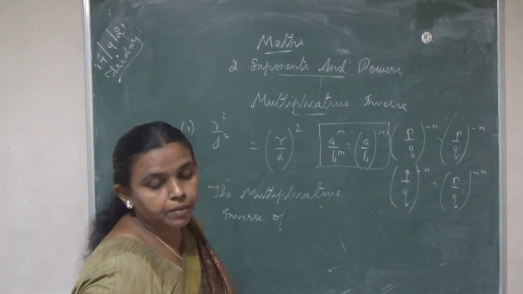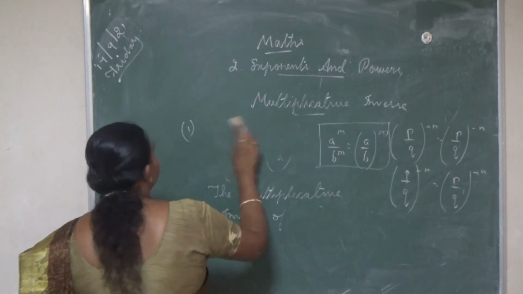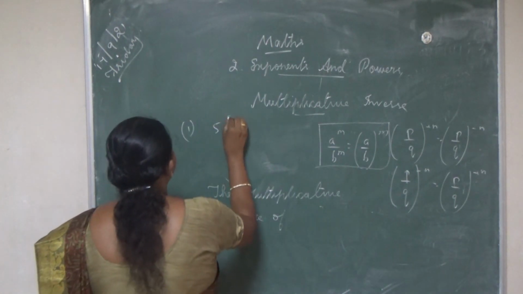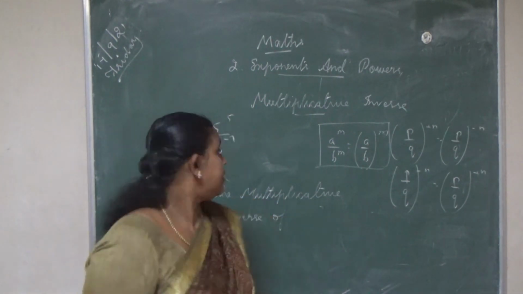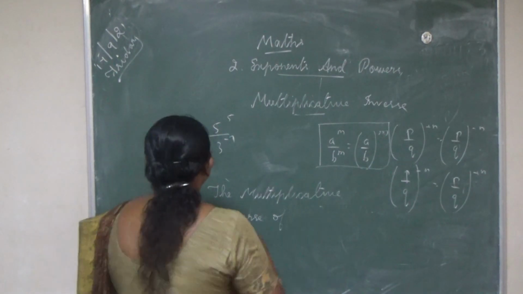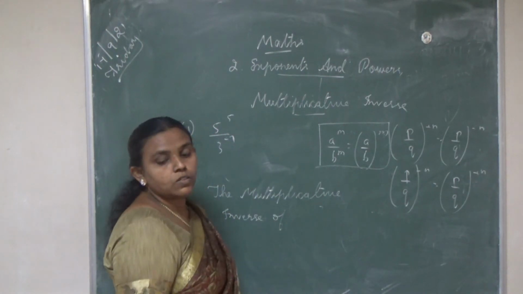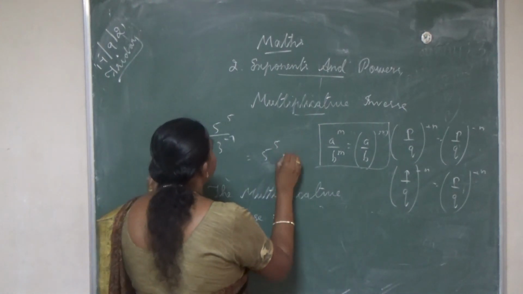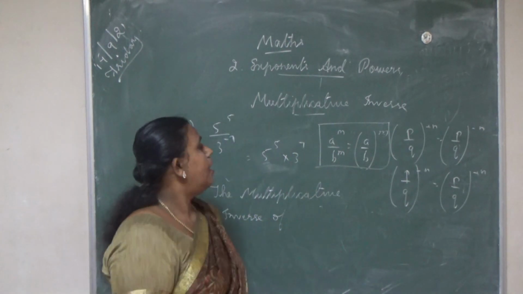That problem: 5 power 5 by 3 power minus 7. See, 5 power 5 by 3 power minus 7, how will you write it? You will write 5 power 5 into 3 power 7. Can I write like this? If I take it here, I will get this.